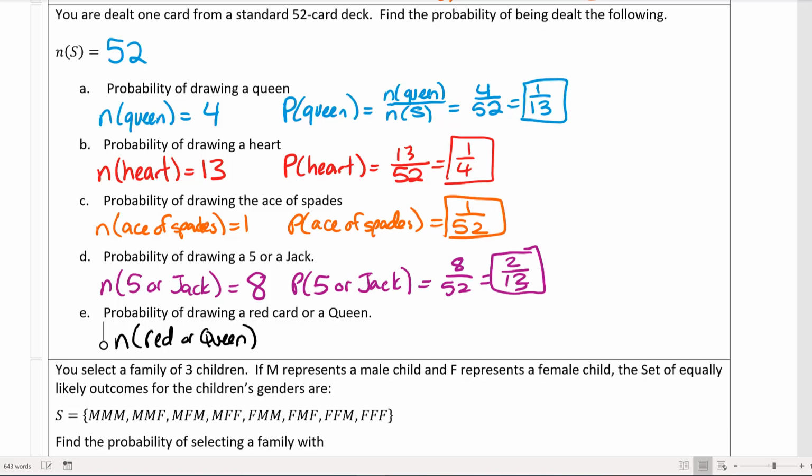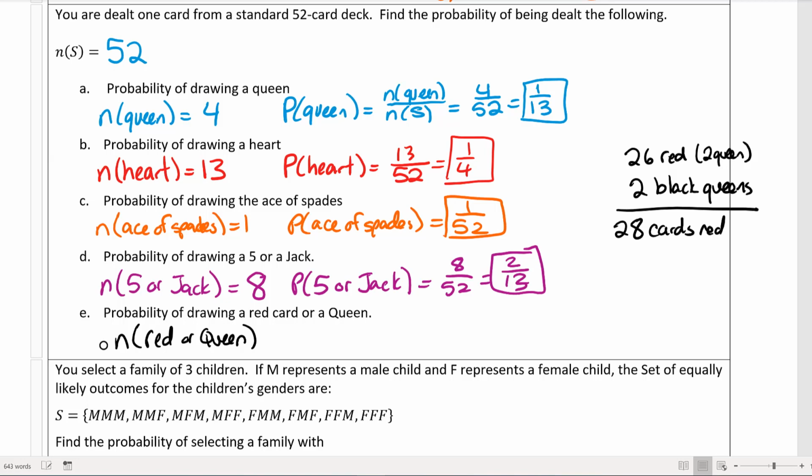Okay, so let's think about this. I've got 26 red cards, of which 2 are queens already. So how many non-red queens do I have? Well, I have 2 black queens. So if I add the 26 red cards, which already include 2 of the queens, plus the 2 black queens, that gets me 28 cards that are either red or a queen. I just don't want to add 4 plus 26 because then I'm adding the queens twice.